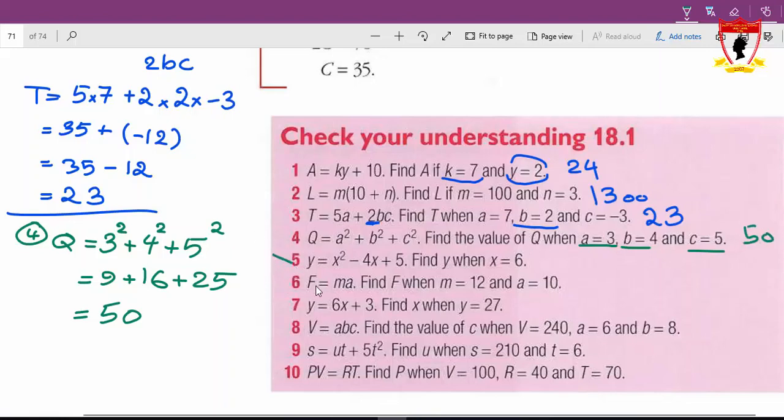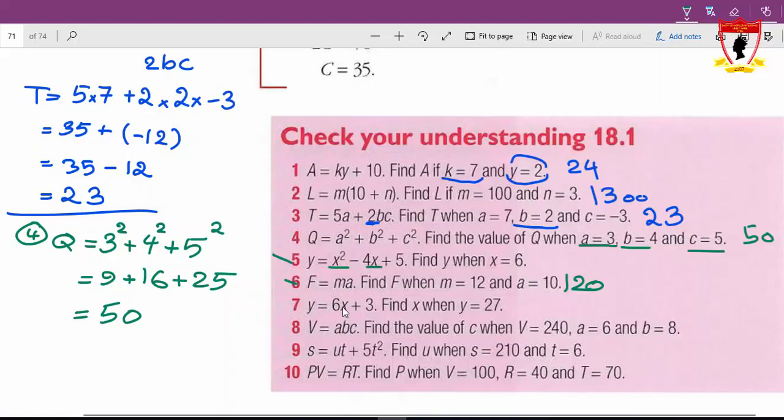Question 5 is your task. What's given is only x, and what is in the formula is only x. That's it, you can do it. Question 6. F is equal to MA. M is 12, A is 10, so 12 times 10, 120 is the value of F.